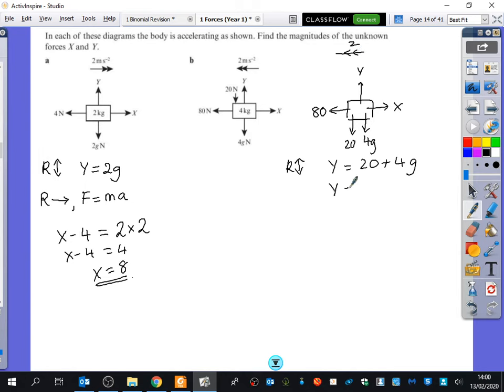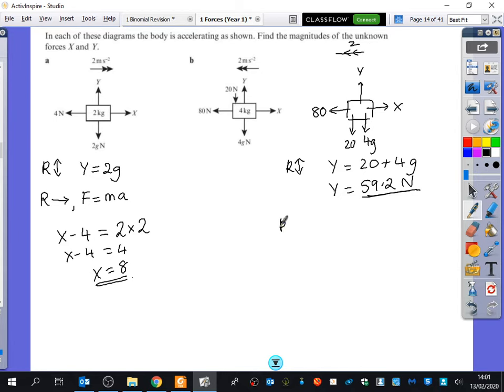This time, I don't want to leave my answer in terms of g because I've got kind of a mixture of things. So I'm actually just going to do 20 plus 4 times 9.8, which is 59.2 newtons. Which direction do you think I'm going to find the resultant force in for the second part to try and find out what x is? To the left or to the right? Left. Yeah, why am I going to do it to the left? Good, it's accelerating to the left, and that's where the direction of the resultant force must be.